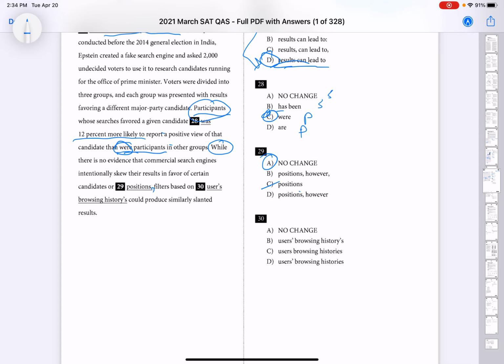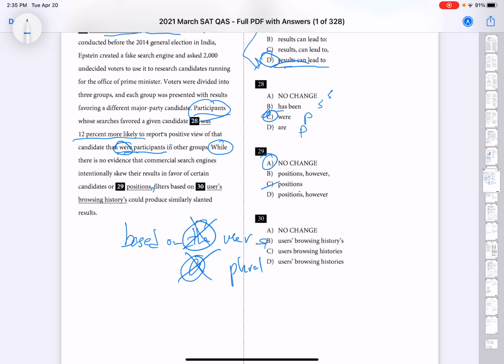30. Filters based on users' browsing history. So are we speaking about one user or more than one user? I think in this particular case, we're talking about more than one user because they're saying "based upon users." It's not saying "based on the user." You would pick "user" for singular if you see the article "the" or "a" in front of it. But since we don't see that word, it has to be plural. So it should be "users" with an S at the end.